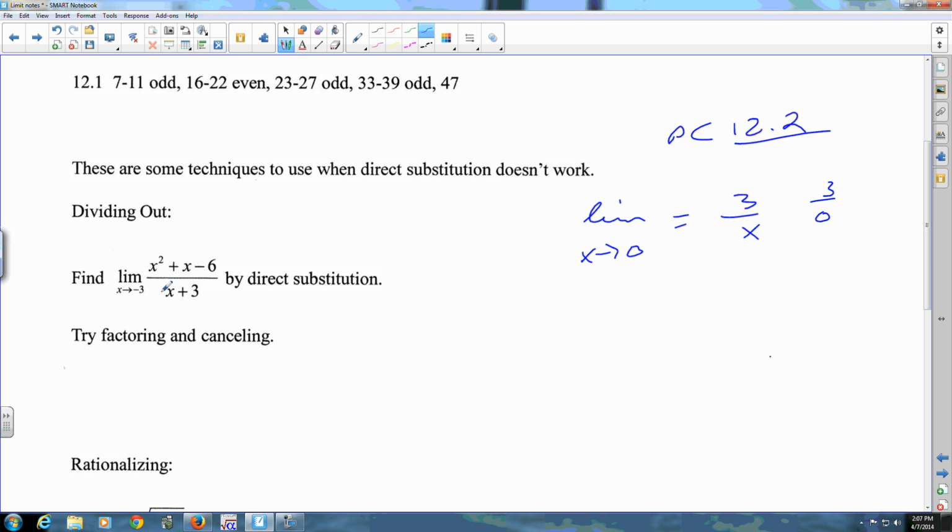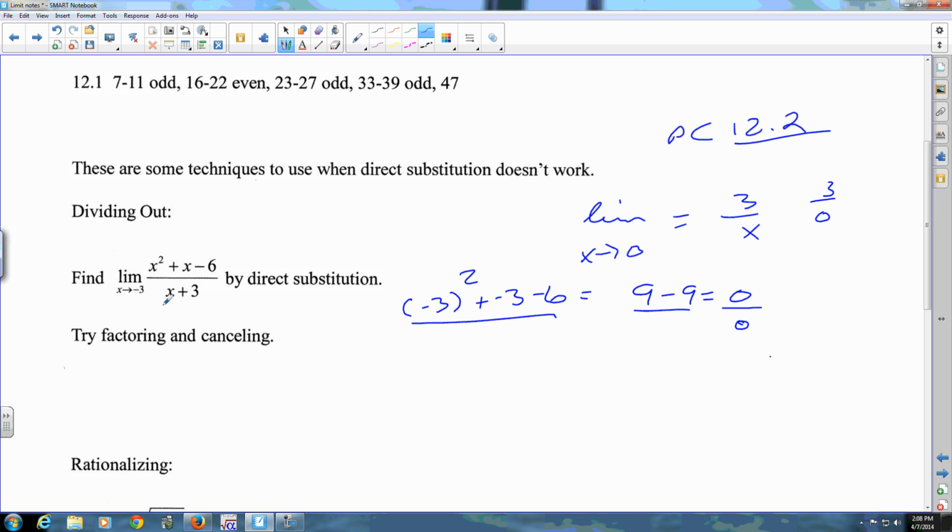Okay, here's an example. If you fill in negative 3 for this one, I get negative 3 squared plus negative 3 minus 6. So the top becomes 9 minus 9, which is 0. That's the top. Bottom, hopefully you'll be able to jump straight to that it's 0, filling in negative 3. Again, this is called the indeterminate form, that it doesn't tell you any information.